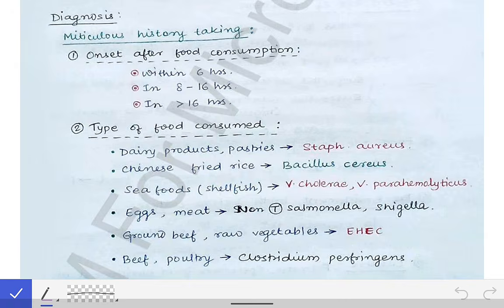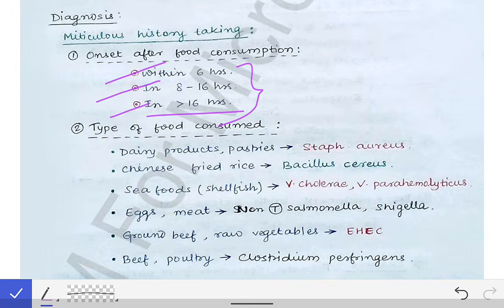In the meticulous history taking, first of all you have to ask about the time gap from the food eaten till the presentation of the symptoms in each of the patients. You have to ask whether the symptoms started within 6 hours of eating the food, or after 8 hours but within 16 hours, or after 16 hours of eating the food. Because in all of these situations the organisms will vary, and based on this time duration we will narrow down to particular microorganisms as well.